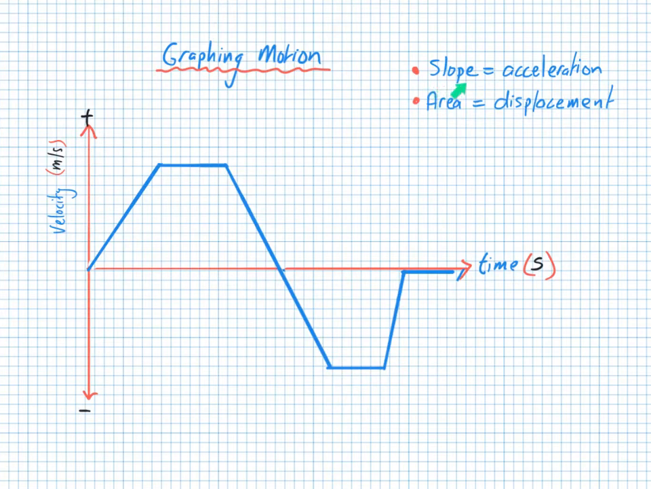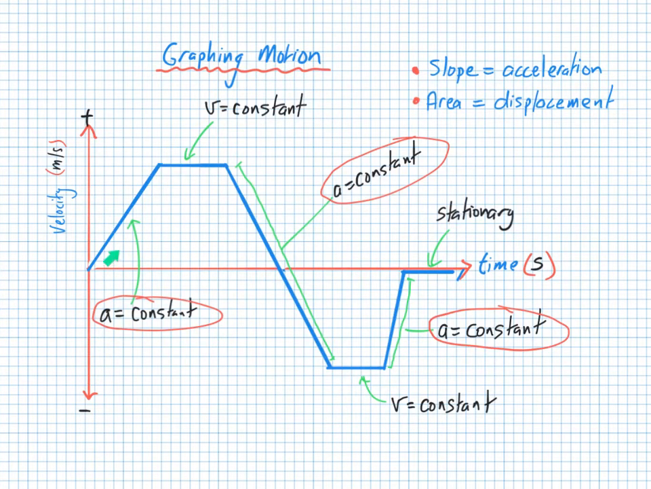Now looking at a velocity time graph, we have 2 things we need to remember here. 1, the slope is a measure of the acceleration of the object, and 2, the area underneath the curve is a measure of displacement. So here I see 3 sections where the object is not accelerating, meaning that the velocity of the object is constant in these sections. Moreover here, I can say that the object is stationary here because we're on the value 0.